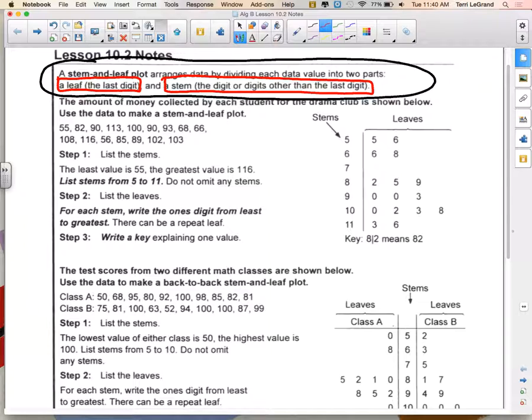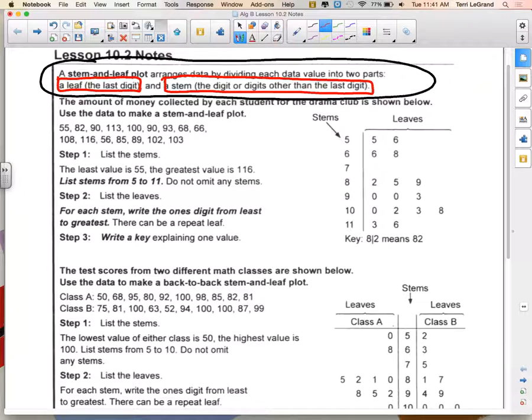If you get a 100, that's your percentage on the quiz. What would be the leaf of your quiz score? Just the 0 at the end of the 100. What would the stem be? That would be 10, because those are the other digits. So you have this quiz score of 100. The 0 at the end becomes the leaf. The 10 in front of that last 0 becomes the stem.